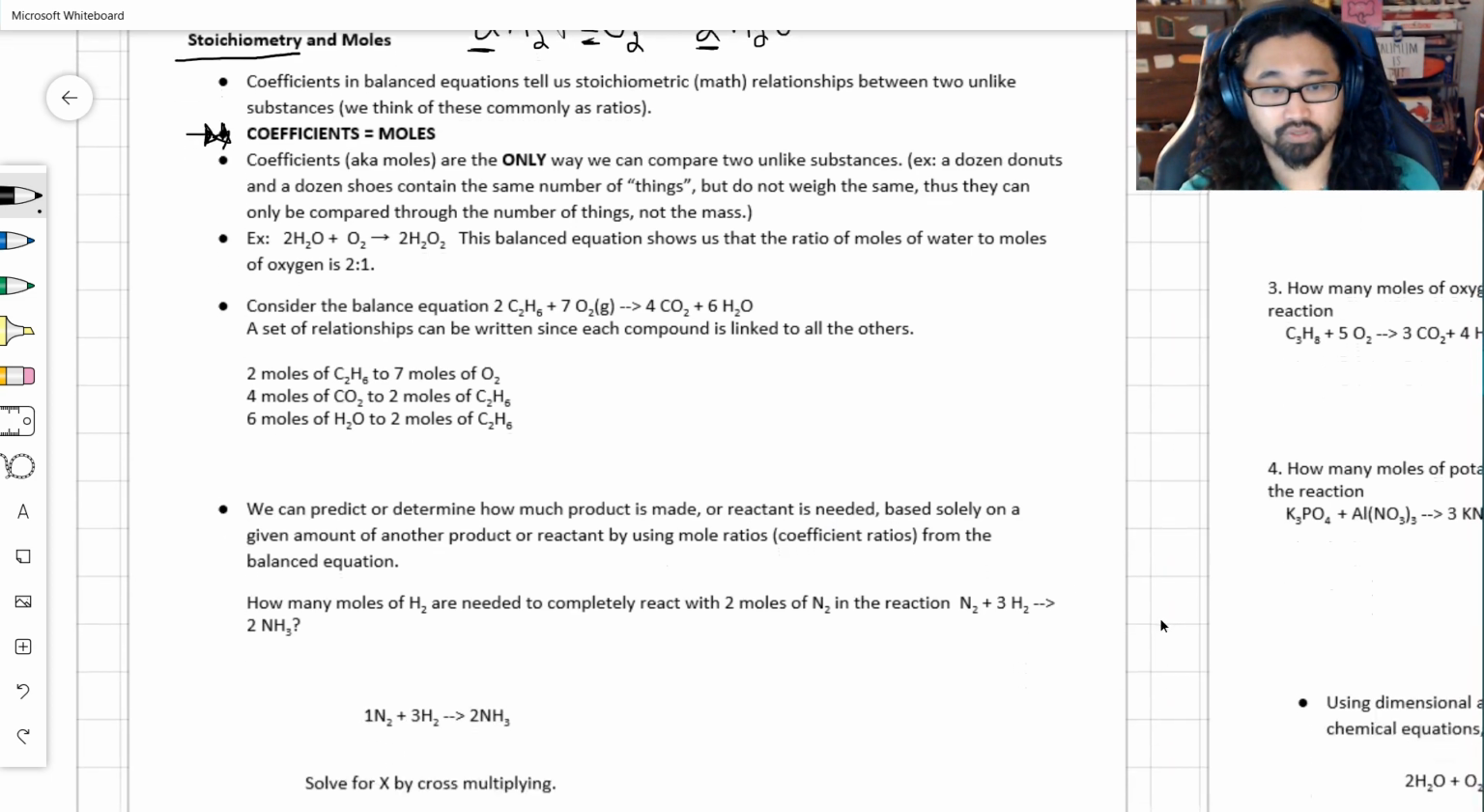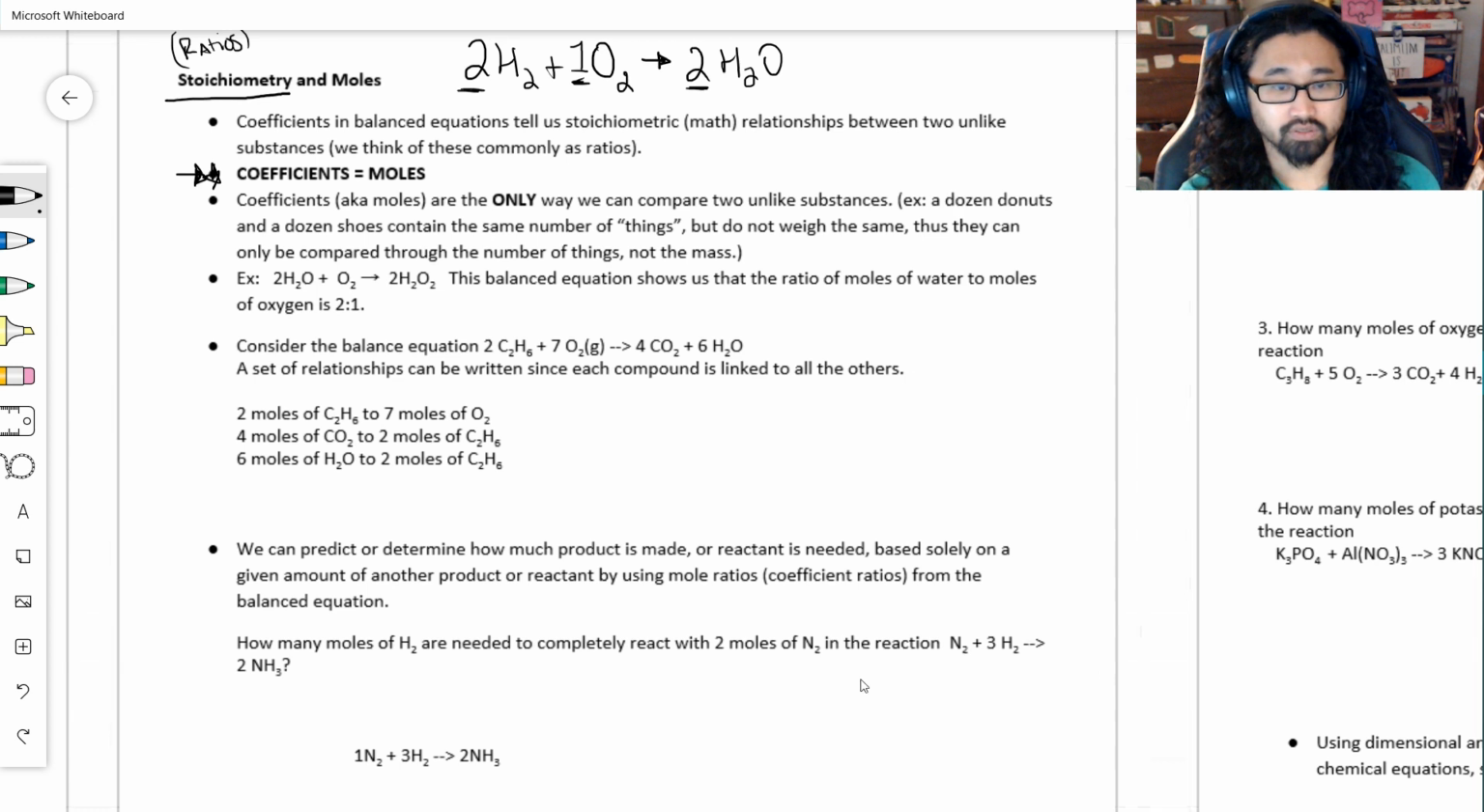So, looking at this first example down here, I'm intentionally not showing the next bit because I'm going to show you a version of how I usually do it. So let's look at this question that has to do with this balanced equation. How many moles of H2? So what I'm going to do is find, okay, here is H2. This is one of the things that I'm dealing with. How many moles of H2 are needed to completely react with 2 moles of N2? All right, so N2 is the other thing I'm dealing with.